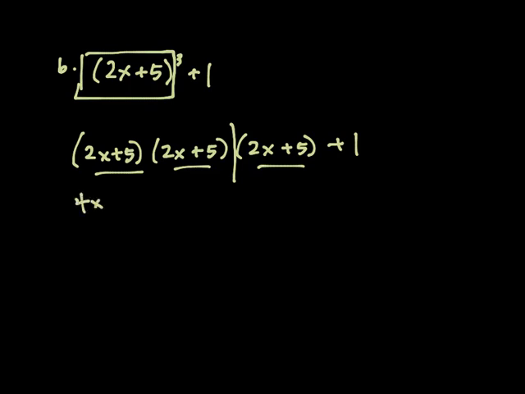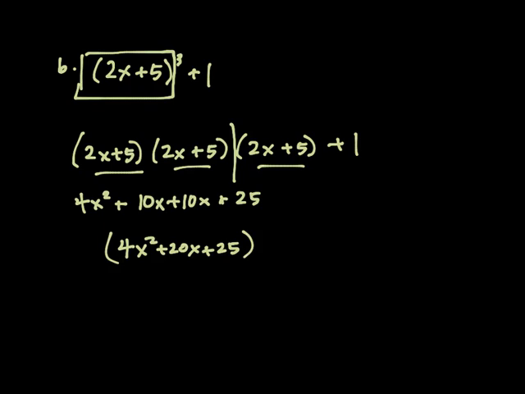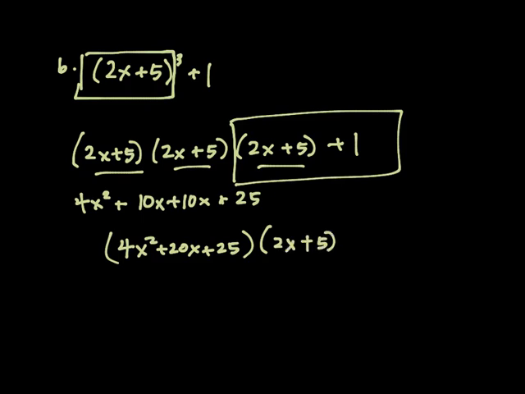So we have 4x squared using FOIL, plus 2x times 5 is 10x plus 10x plus 25. And when we combine like terms, we get 4x squared plus 20x plus 25. Now, this is the result of these 2 binomials, but we're not done. We have to do the rest of this. So let's rewrite that down here. Now, we have a trinomial and a binomial that we need to multiply.